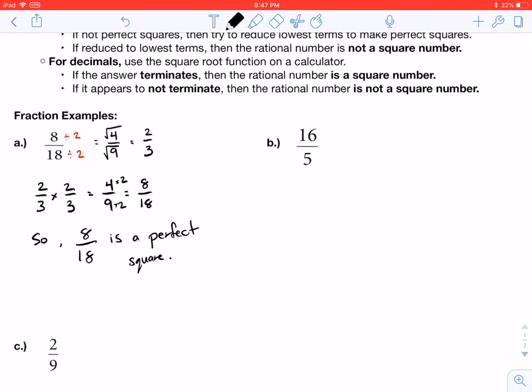All right, so let's go to B. 16 is a perfect square. 5 is not a perfect square. So because I can't reduce this fraction anymore, it's in its simplest terms, I can say 16 over 5 is not a square number. Since 5 is not a perfect square.